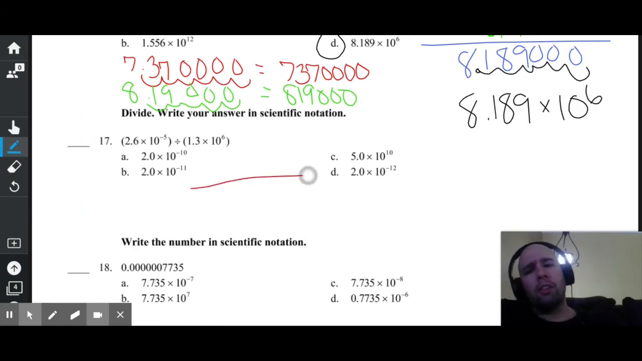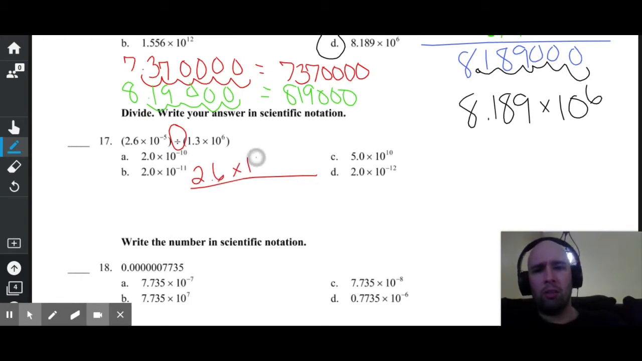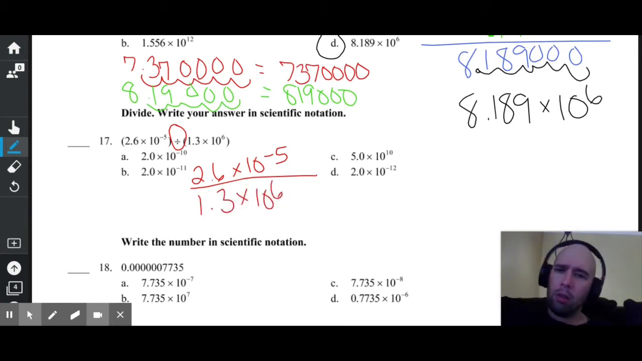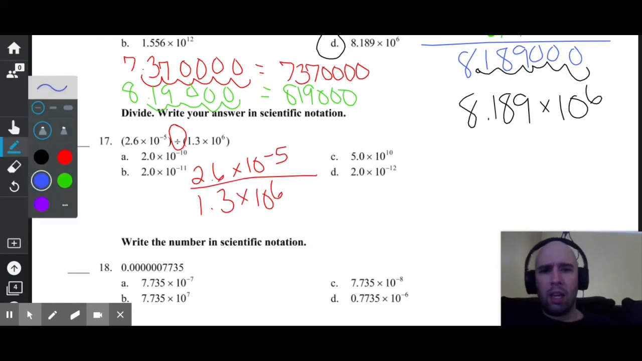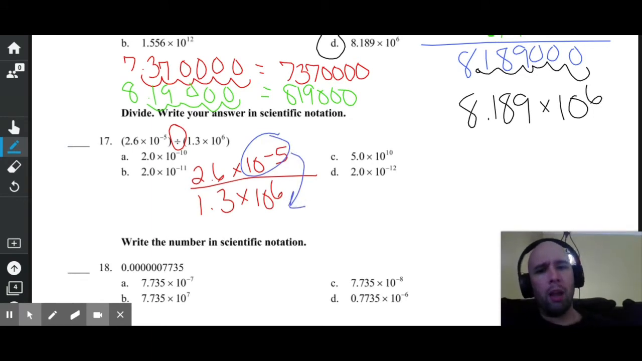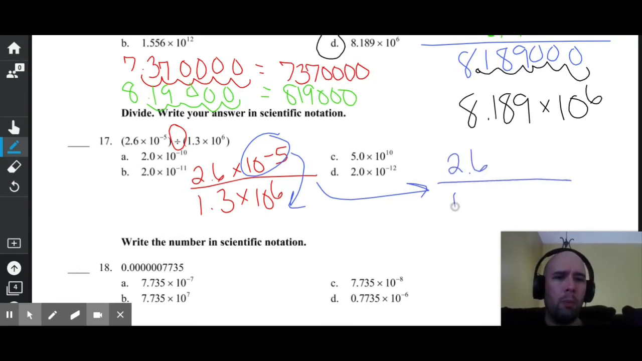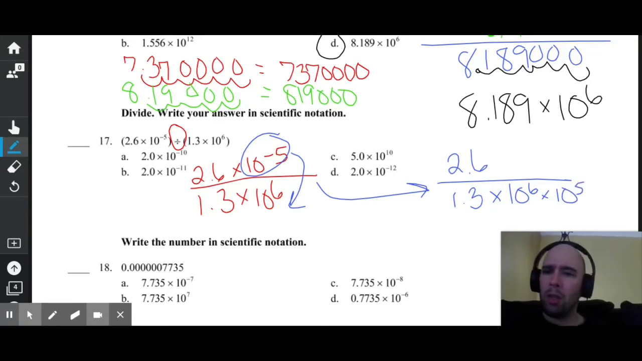I'm going to write this out as a fraction because we're dividing here: 2.6 times 10 to the negative 5th over 1.3 times 10 to the positive 6. Okay. Look, a negative exponent. I'm going to take that negative exponent and move it downstairs and make it a positive exponent. So now what I have is 2.6 over 1.3 times 10 to the 6th times 10 to the 5th.